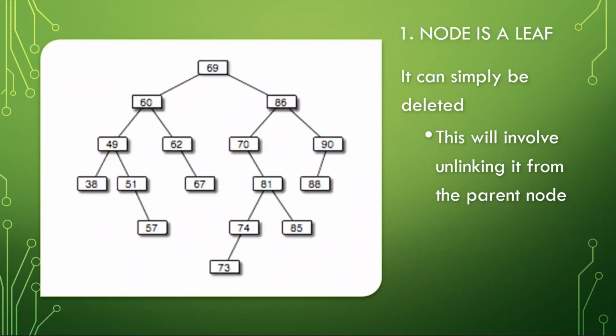So first, leaf node. This is the easiest one to deal with. It's simple. This will involve unlinking from the parent node. You just simply delete that node.